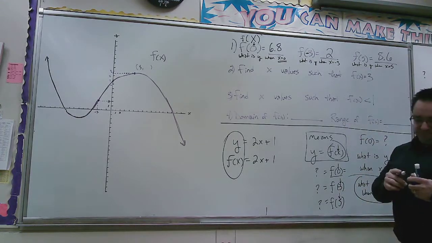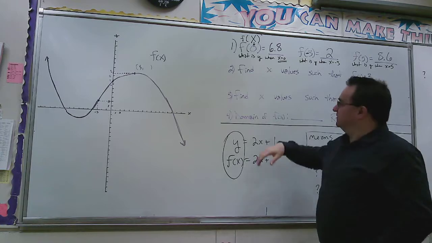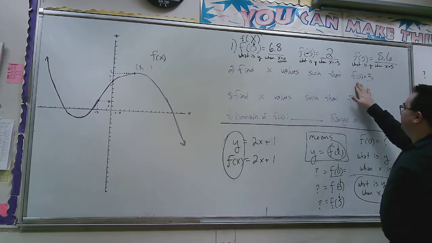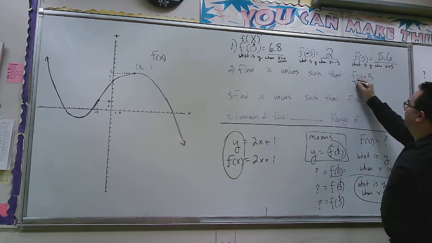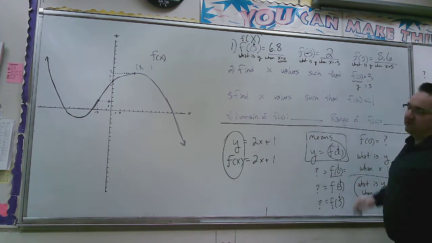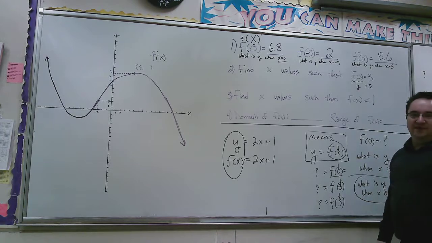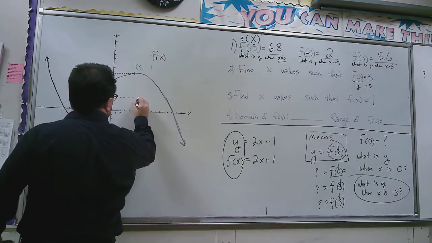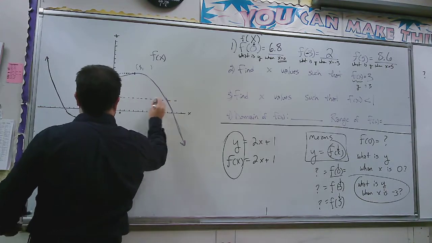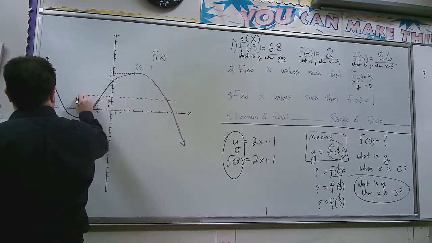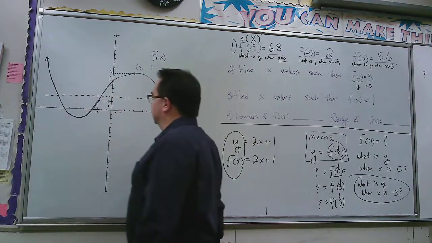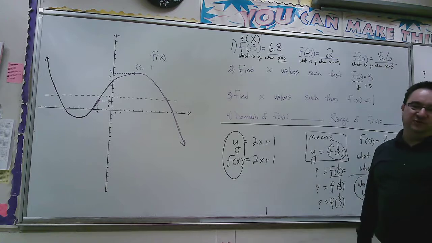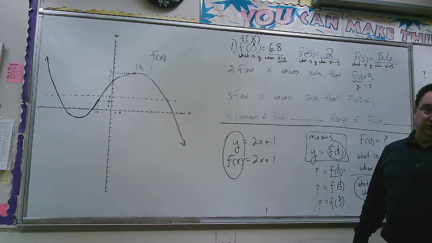Let's look at this one. We're switching gears here. Find x values such that f of x, or y, equals 3. Find the x's where the y would be 3. Well, where is the 3? Right here. There is where y equals 3, that high. So we got to find the x values. There's 3 of them.